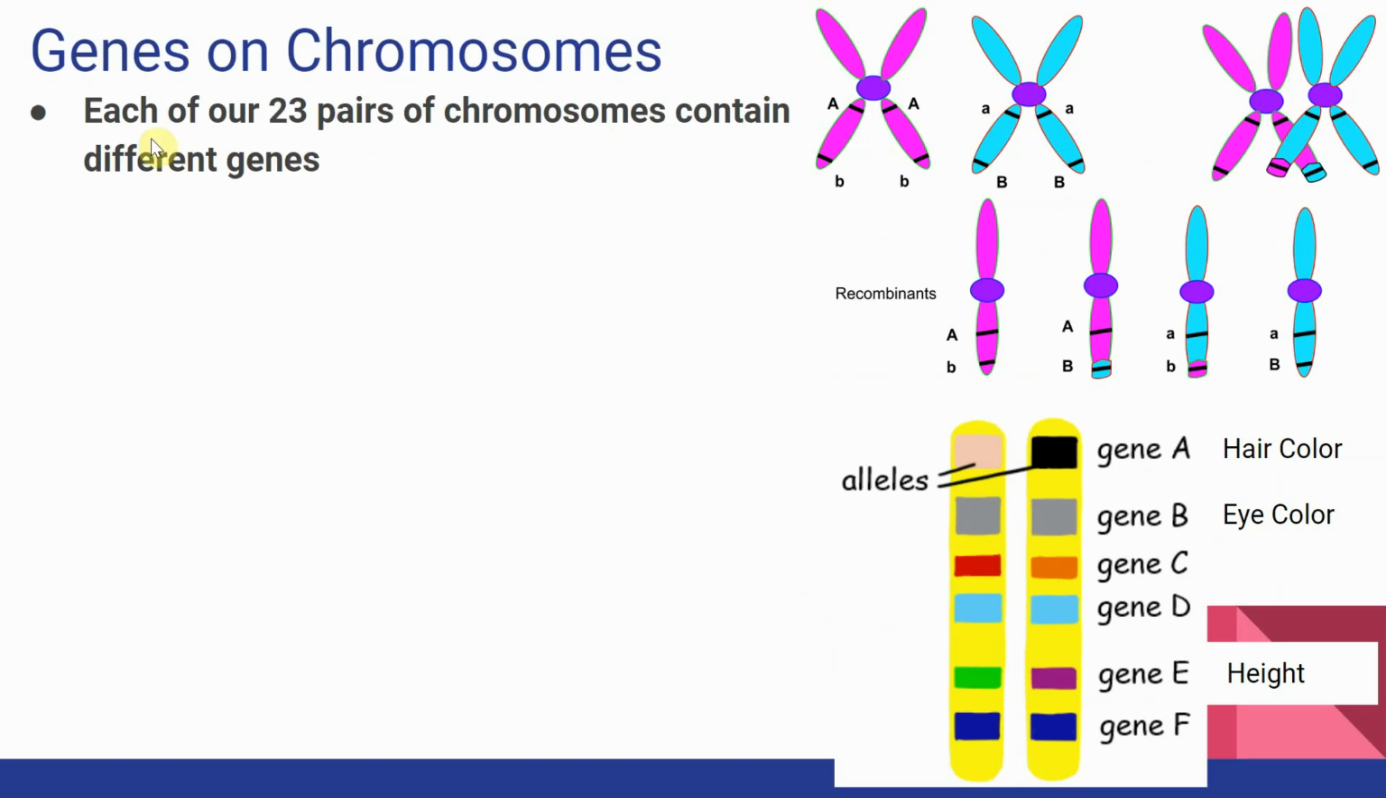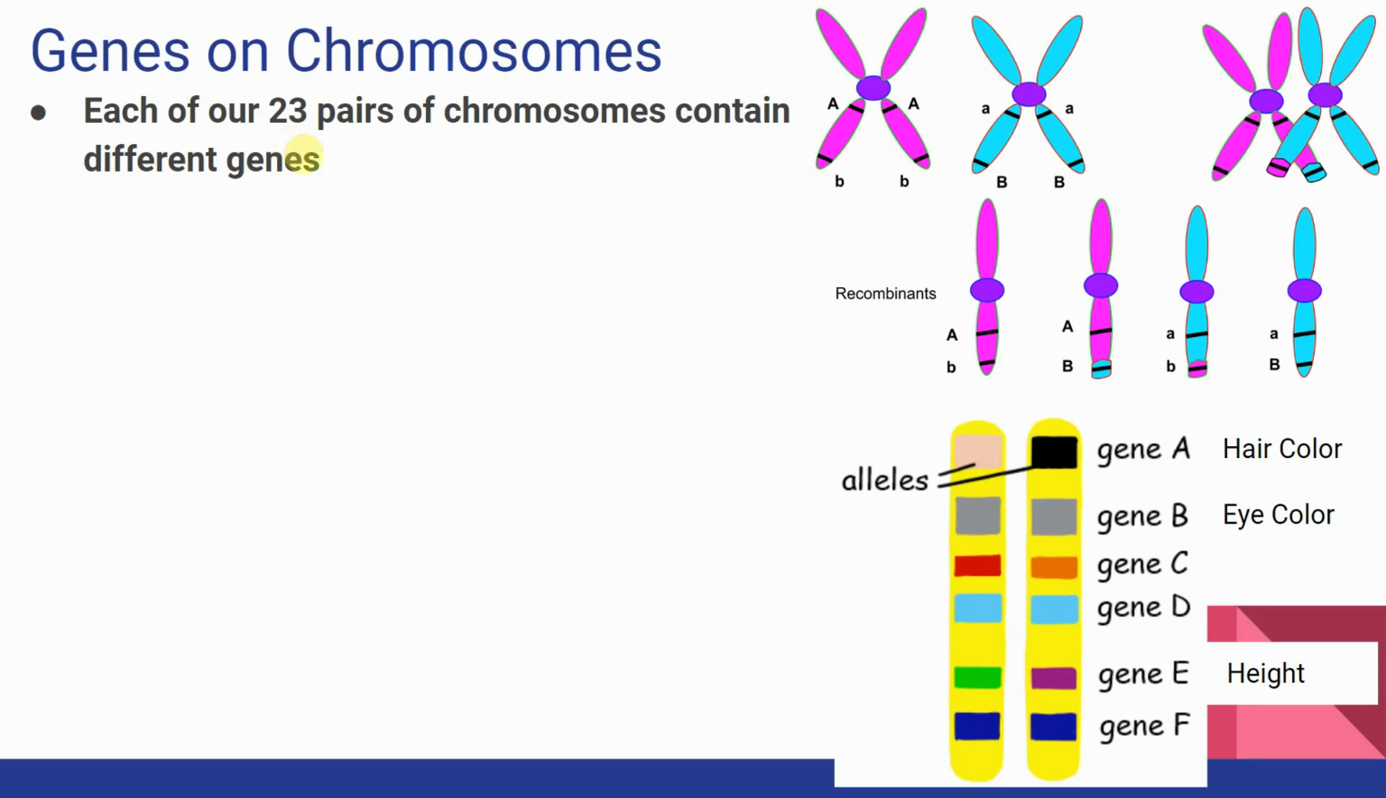So the first thing to remind you of is that each of our 23 pairs of chromosomes contain different genes. So what this means, we remember 23 pairs of chromosomes in a human genome in all of our full genetic information. And each of our different chromosome pairs, for example, our first chromosome pair is going to have different genes from our second chromosome pair or a third chromosome pair.